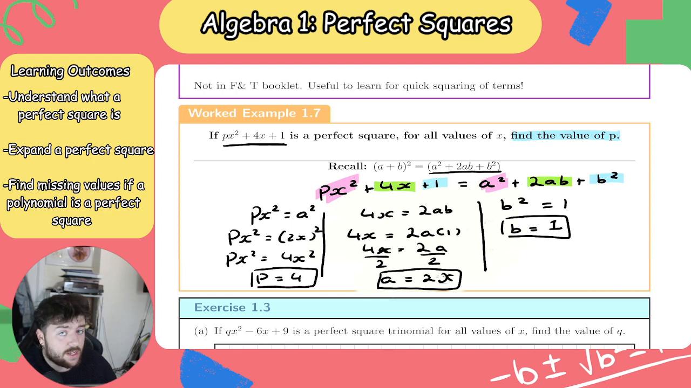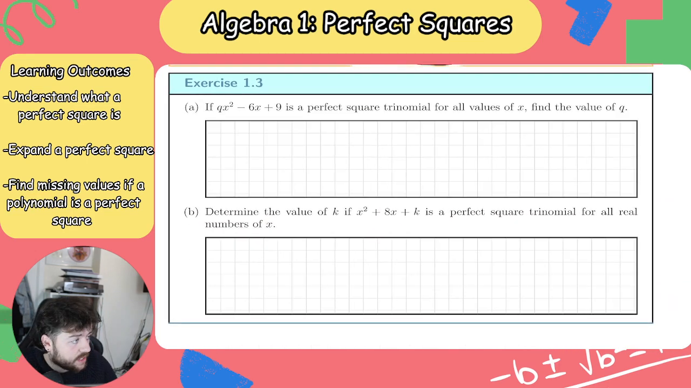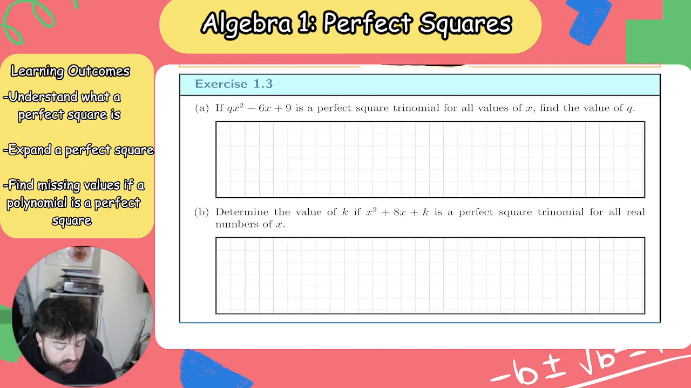So that's the type of question you could be asked on a perfect square. So let's have a look at these examples now. Let's look at question A. If qx squared minus 6x plus 9 is a perfect square trinomial for all values of x, find the value of q. So again, same process. qx squared minus 6x plus 9 equals a squared plus 2ab plus b squared.